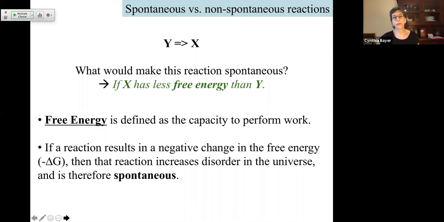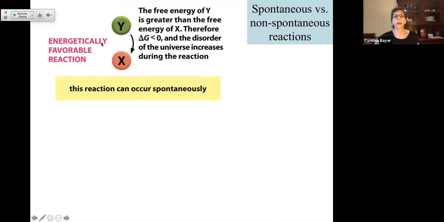We can look at it this way. If we have the reaction Y to X, if the free energy of Y is greater than the free energy of X, the conversion of Y to X means that the delta G, G is free energy, is less than 0, it's negative. Disorder of the universe increases. This can occur spontaneously. We would say that that's an energetically favorable reaction.